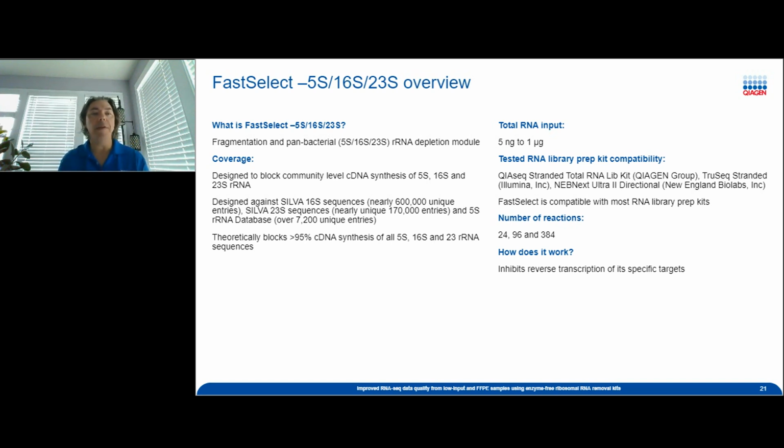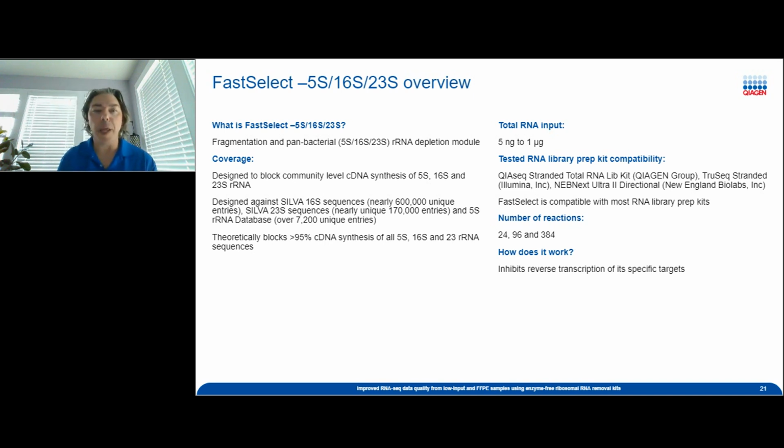The way that we did this is basically community-level blocking of these bacteria, or a pan-bacteria product. We designed this against the SILVA database for the 16S and the 23S sequences. There were about 600,000 unique entries for 16S and about 170,000 entries for 23S. And then we also used a 5S database that had about 7,200 unique entries. We demultiplexed or aligned everything, got to the unique regions that were in there, and basically tiled FastSelect across these regions.